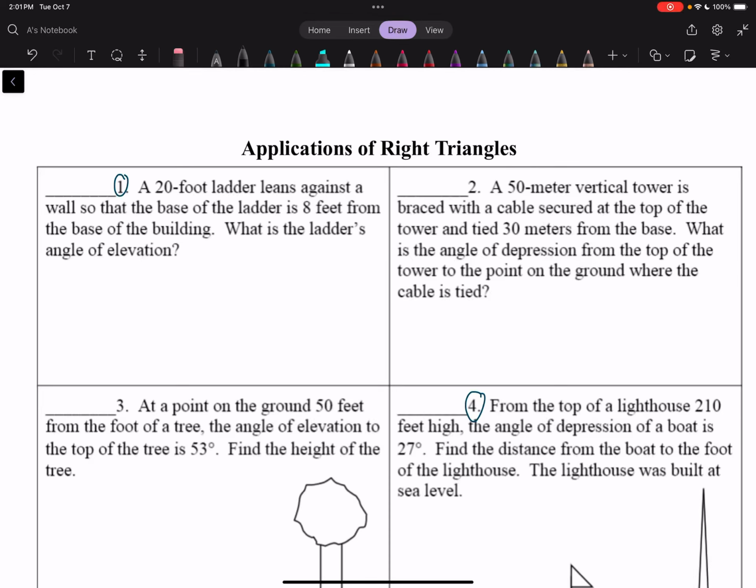Good day. Today we're looking at applications of right triangles. These applications are word problems based on the real world. Now, anytime we have this type of problem, it is my very big recommendation to draw the picture to represent this scenario of whatever the problem is. So I'm going to do a couple of these and let you try the rest.